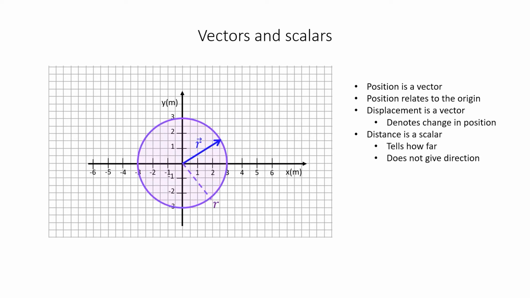Position and displacement are vectors. Distance is the related scalar. It just gives the magnitude. It just tells how far. It doesn't give direction. So for example, if you told somebody you were going 3 meters in the northeast direction, that would be giving the position vector. If you just told somebody you were 3 meters away, that could be in any direction. That's the distance.